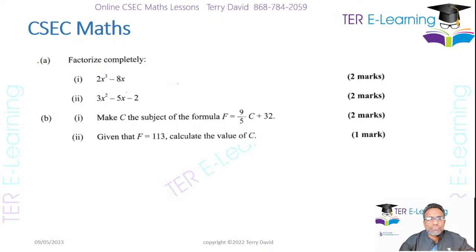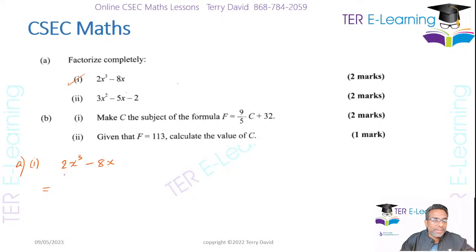Question 2, we have something to factorize here. The first one is part 1, and you want to factorize 2x cubed minus 8x. Now, whenever you're not sure if you have to use the HCF method or difference of two squares, in this case it is obviously not a difference of two squares initially. All you can do here is to factor out maybe 2x and start with that.